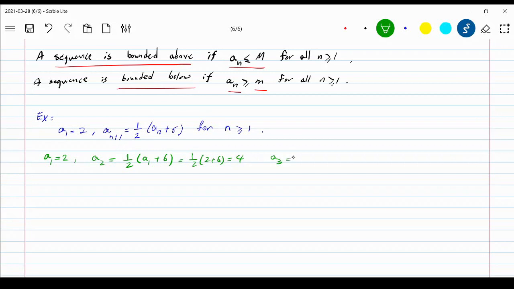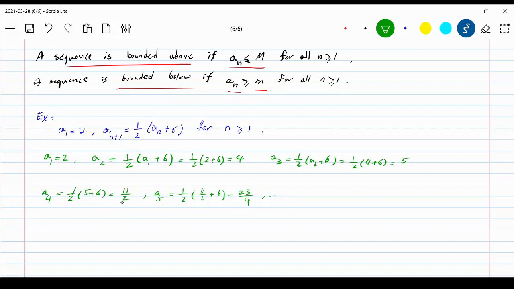And how about A3? A3 would be 1/2 A2 plus 6, that would be 1/2 times 4 plus 6, which is 5. And if we continue, A4 would be 1/2 times 5 plus 6, 11/2. And A5, I just want to calculate a couple of them so you can see the structure. 1/2 times 11/2 plus 6, that would be 23/4.